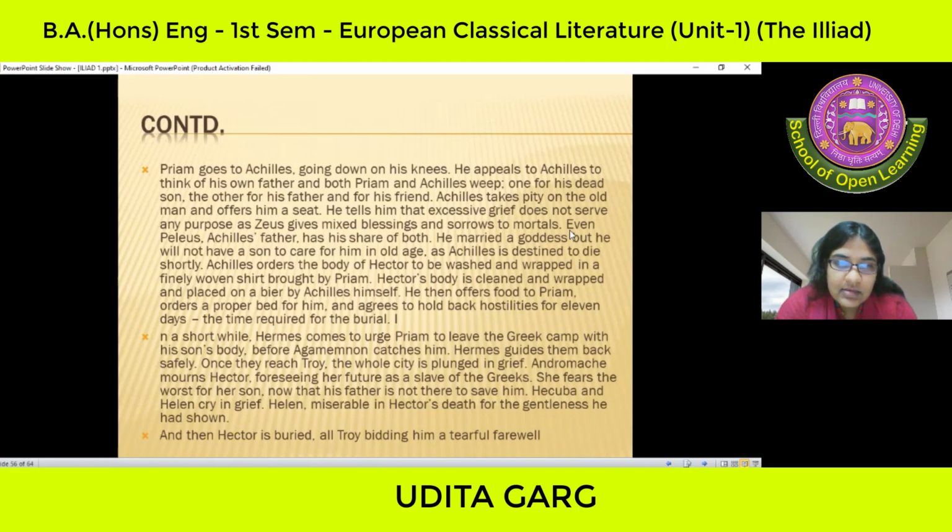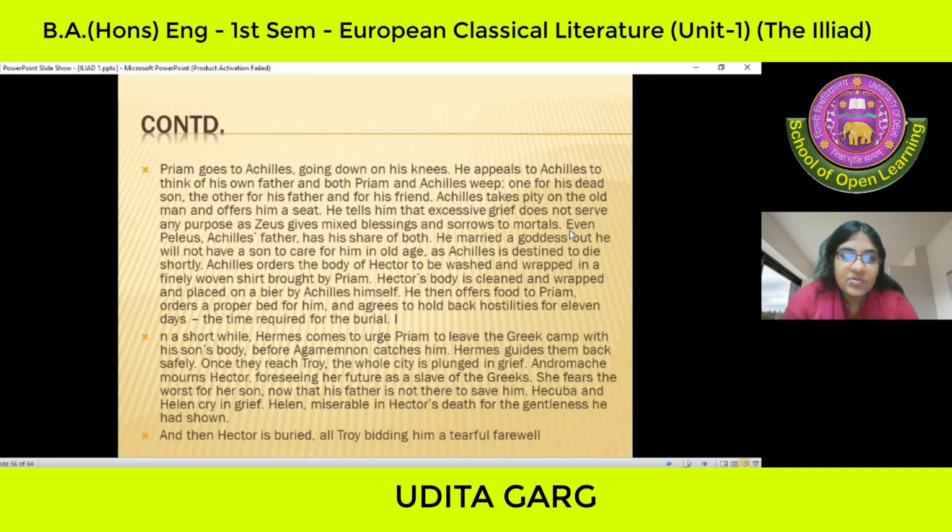As Achilles is destined to die shortly, Achilles orders the body of Hector to be washed and wrapped in a finely woven shirt brought by Priam. Hector's body is cleaned and wrapped and placed on a bier by Achilles himself. He then offers food to Priam, orders a proper bed for him, and agrees to hold back hostilities for 11 days, the time required for the burial. In a short while, Hermes comes to urge Priam to leave the Greek camp with his son's body before Agamemnon catches him. Hermes guides them back safely.